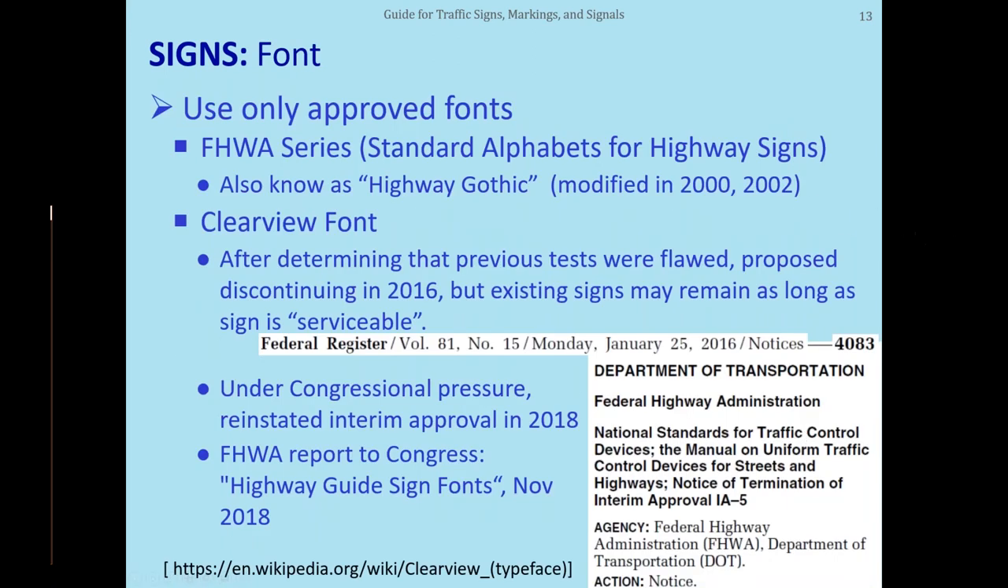The Federal Highway Administration has developed a standard alphabet for highway signs, and only the approved fonts are to be used. There has been an ongoing squabble over a font called Clearview. At one time it was approved, then the Federal Highway Administration attempted to rescind the approval, and then the developers of the font got their congressional delegation involved, and Congress pressured FHWA to give an interim approval. So that issue of Clearview, approved or unapproved, has been bouncing back and forth like a tennis ball across the net.